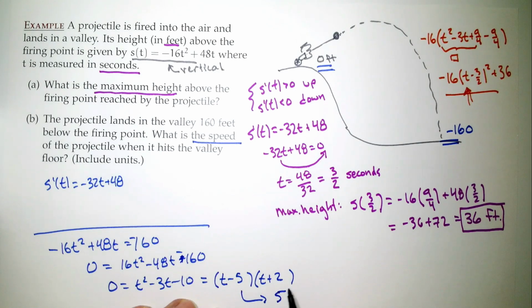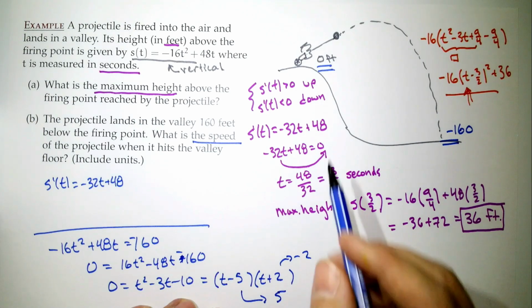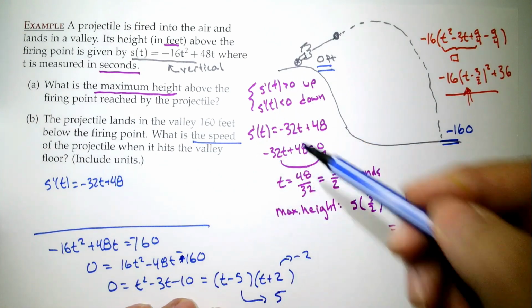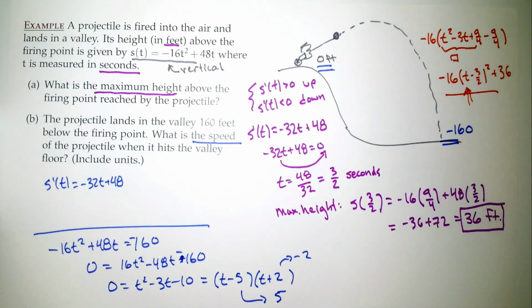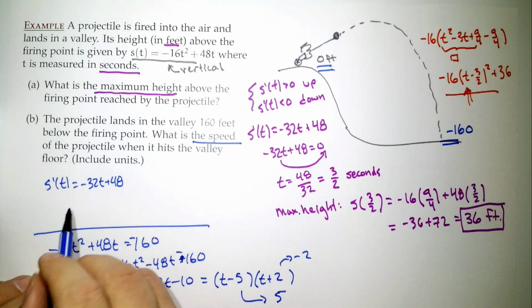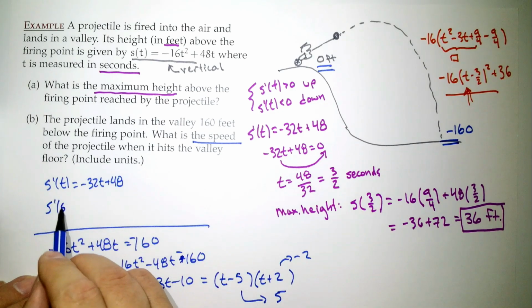Well, it looks like it's either 5 or negative 2, but negative 2 would be if you were running backwards in time. And most physics problems, they don't like that, so it's not the negative 2. So, what do we do with the 5? We come back up here. So we say, well, what's s prime of 5?